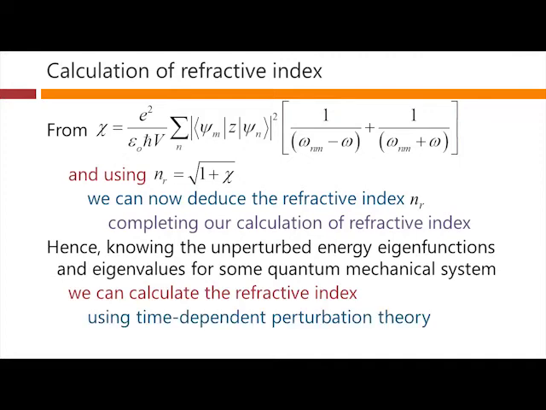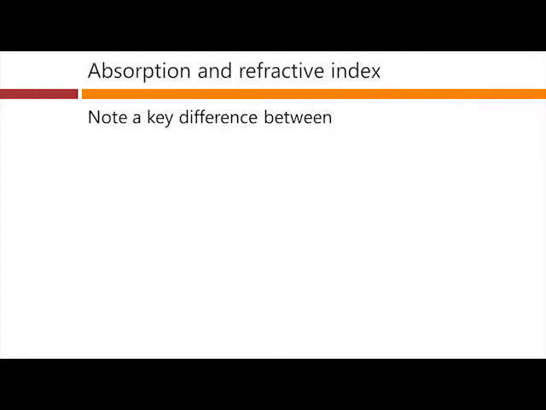And we've done that using time-dependent perturbation theory. So we've been able to use time-dependent perturbation theory to calculate a perfectly real property of a material. Now, there's a key difference that you'll note here between absorption and refractive index.